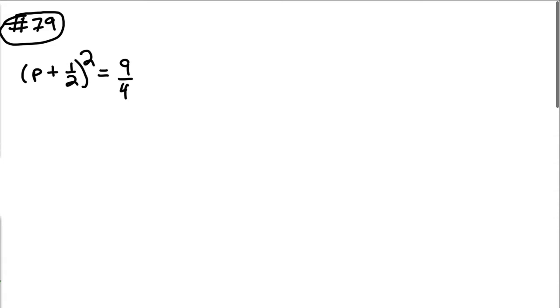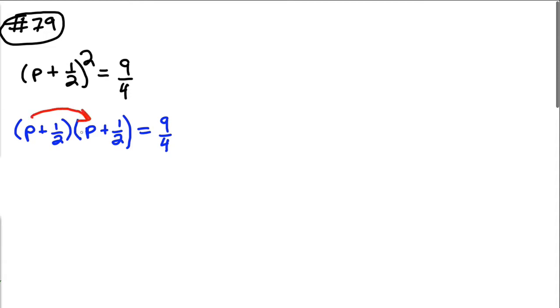Now, before we do that though, we should square this binomial. And so to square that, I would have (p + 1/2) times (p + 1/2), and that equals 9/4. Okay, so that's (p + 1/2) squared. And then I'm going to FOIL.